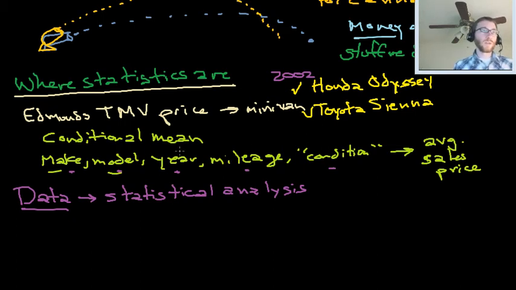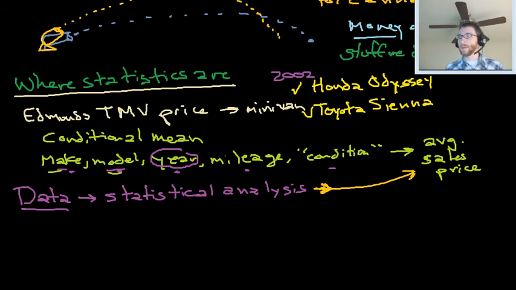Okay, so we had a 2002 Honda Odyssey with, I don't remember, 70,000 or 80,000 miles on it, and it was in very good to excellent condition. They use statistical analysis to say, based on other cars that are similar, this is the average sales price for a car like this. And we were able to come to a consensus with somebody we knew about that.